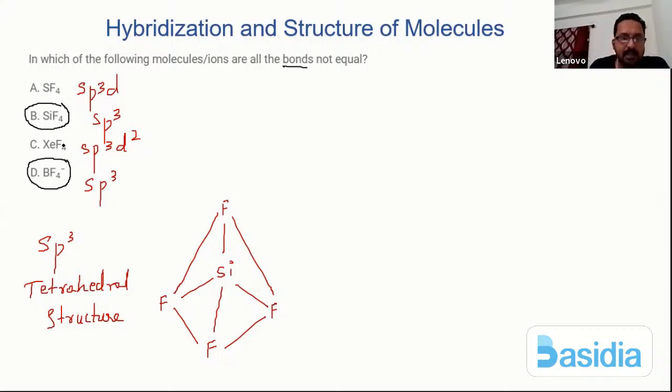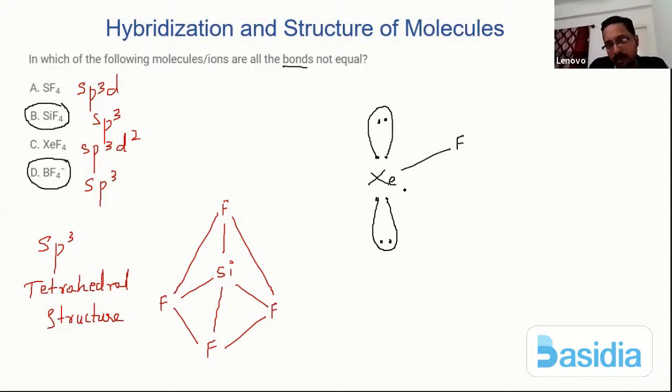But when it comes to XeF4, let us try to understand how the XeF4 structure is. The XeF4 structure is exactly like this. You will find a lobe over here, then you'll also find a lobe over here. Then there is a fluorine atom here, a fluorine atom over here, another over here, and another over here. So this is exactly how the XeF4 molecule looks.